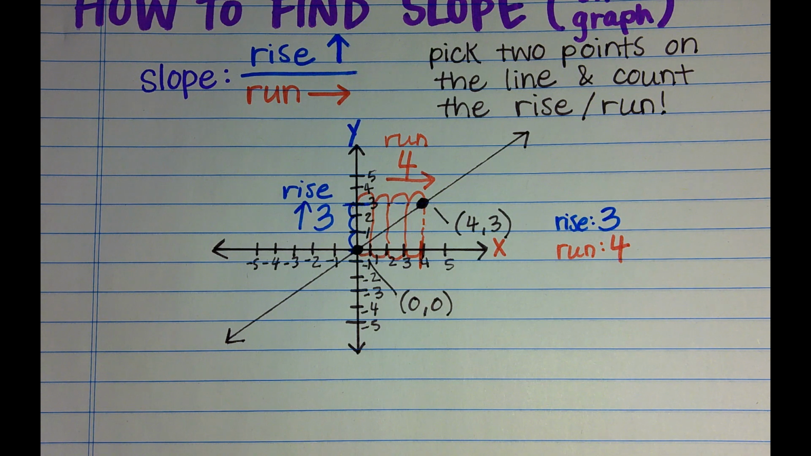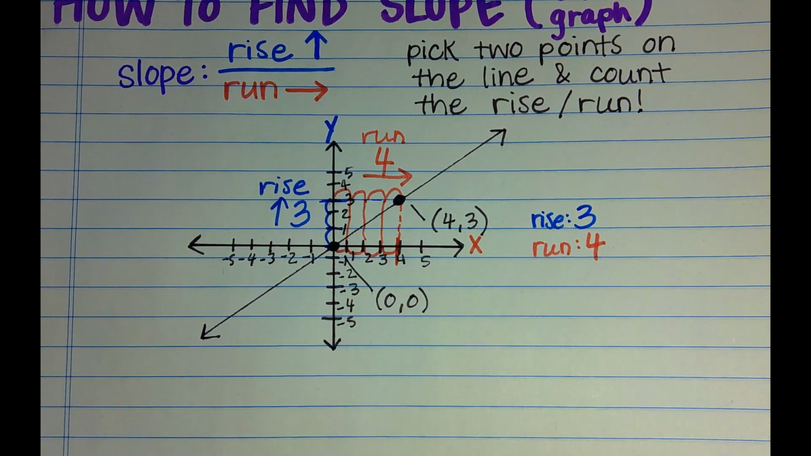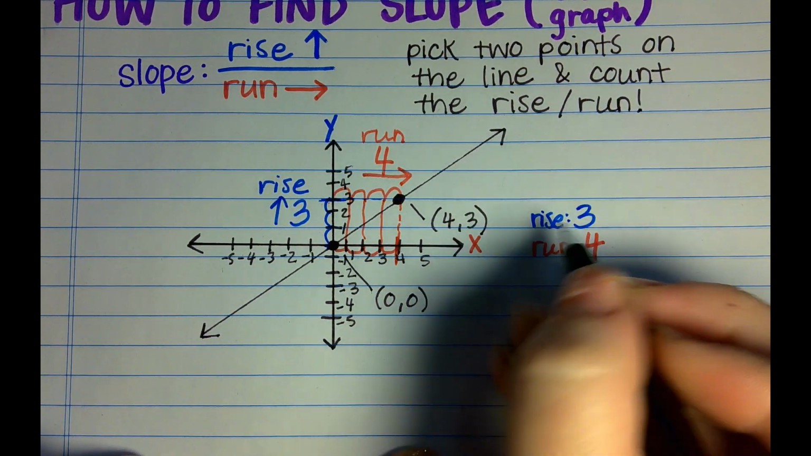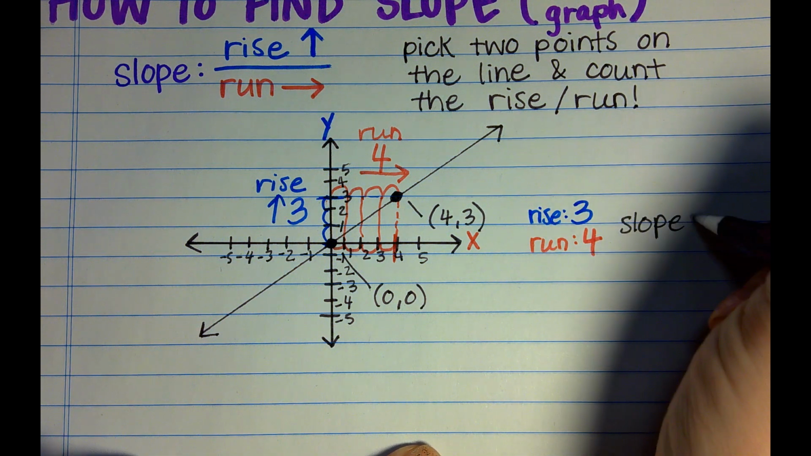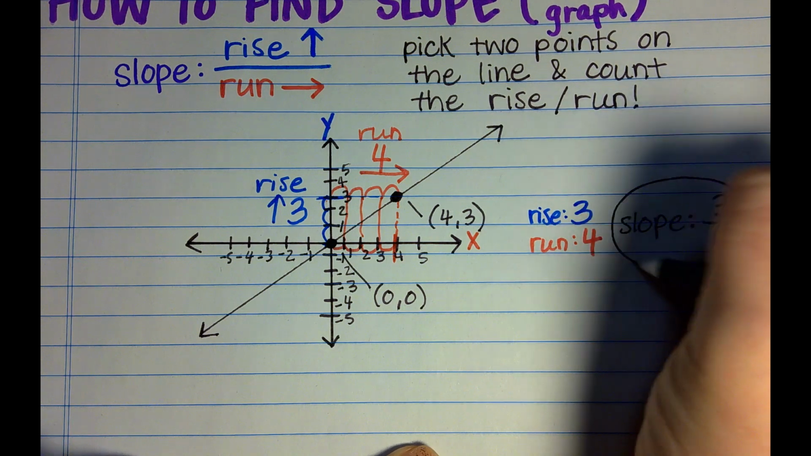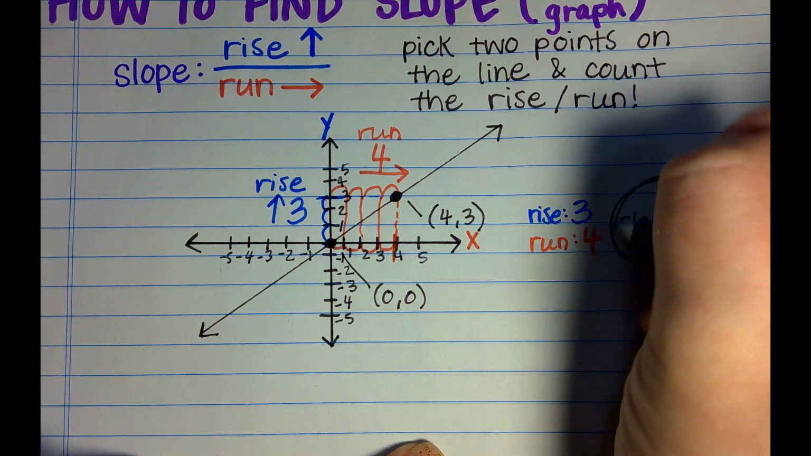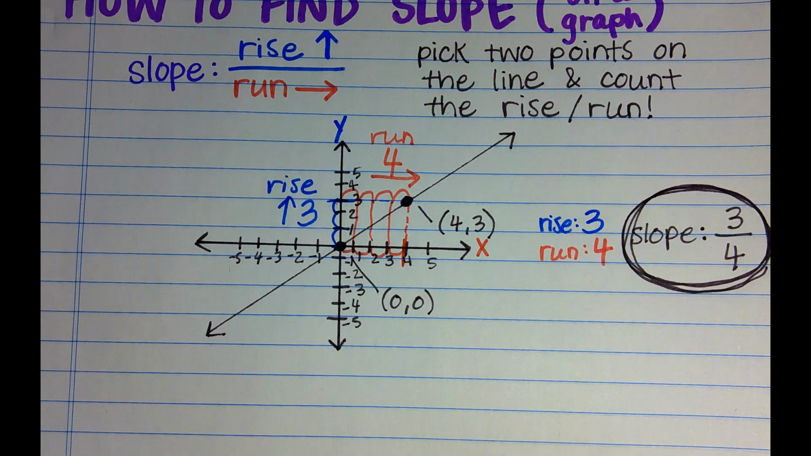So if my rise is 3 and my run is 4 and my slope is rise over run, what would the slope of this line be? Three fourths. 3 over 4. Good. So if my rise is 3, my run is 4, my slope is 3 over 4. That one's not as crazy hard to do. We're just counting up and over.